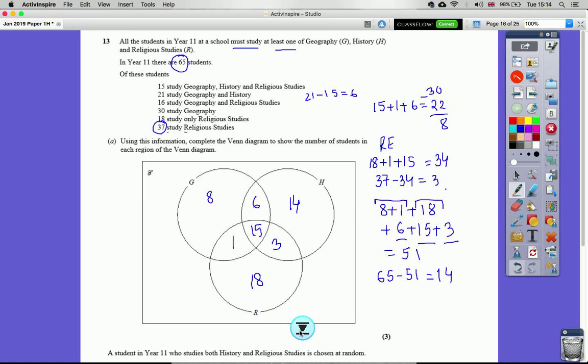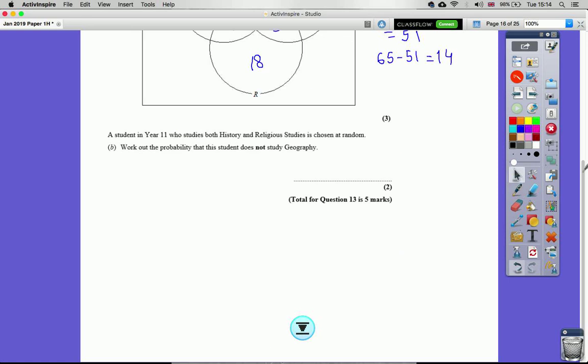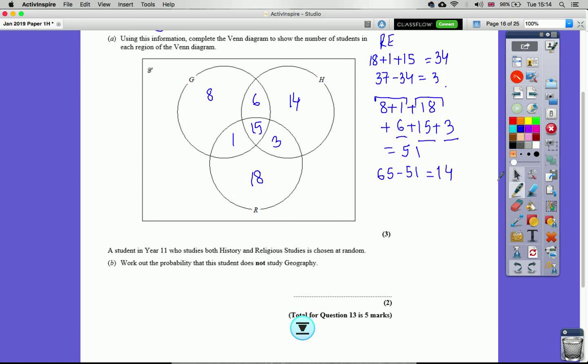Now the next part of the question is asking me, a student in year 11 who studies both history and religious studies is chosen at random. Work out the probability that the student does not study geography. So I'm actually looking at this part. You see there are 18 students altogether, and of them 15 are studying geography. So 3 are not studying geography. So it will be 3 out of 18, which is going to be 1 out of 6.